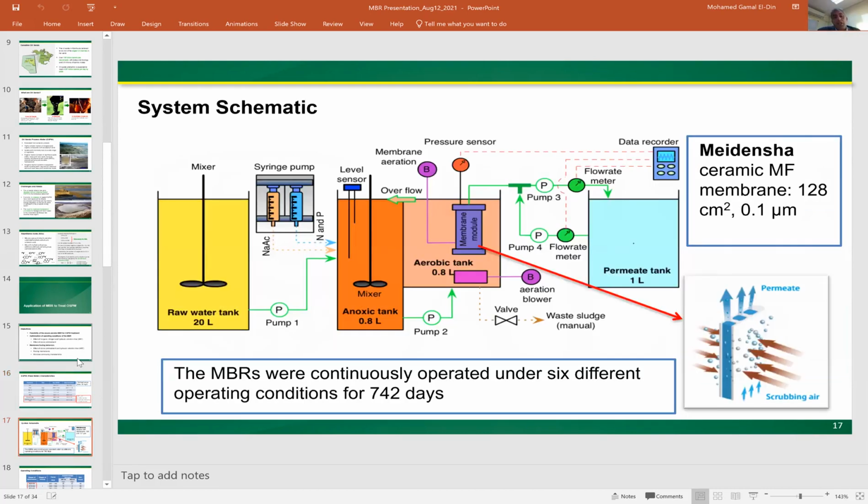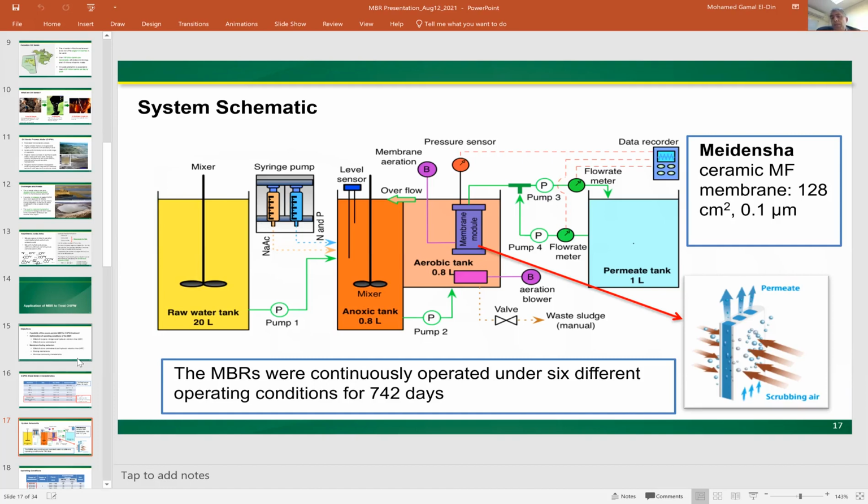This schematic shows you the treatment system we used. We used a raw water tank, and then we used syringe pumps to pump sodium acetate, or external sources of nitrogen and phosphorus, to make sure the biological activity is enhanced at the beginning and acclimated very quickly. We followed that with an anoxic tank, where we mix things very well. After the anoxic tank, we pump the process water into an aerobic tank, where we had aerobic conditions. In this aerobic tank, the membrane module was immersed in the water. The membrane here was a Metawater membrane.